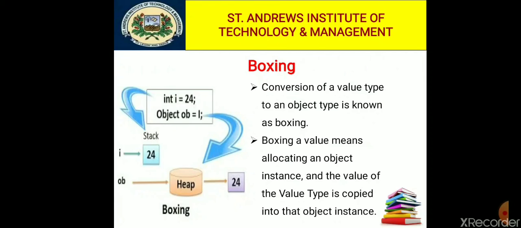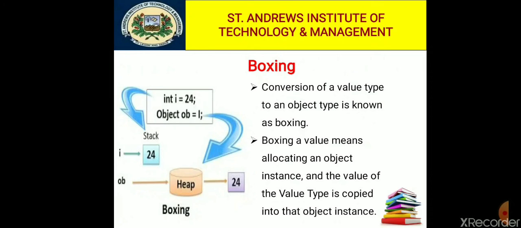If we have a value type and we want to convert it into an object type, we use boxing. So boxing a value means allocating an object instance, and the value of the value type is copied into that object instance. We already discussed that boxing is implicit conversion. Implicit conversion means we give any input and we see the output only. We do not understand the internal conversion method.